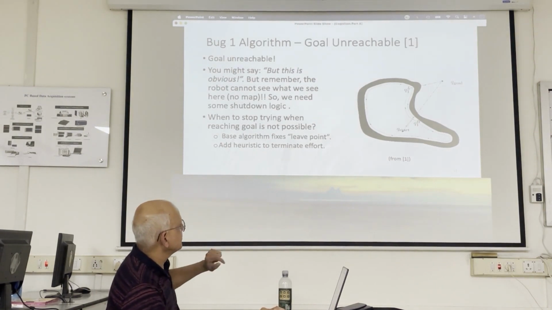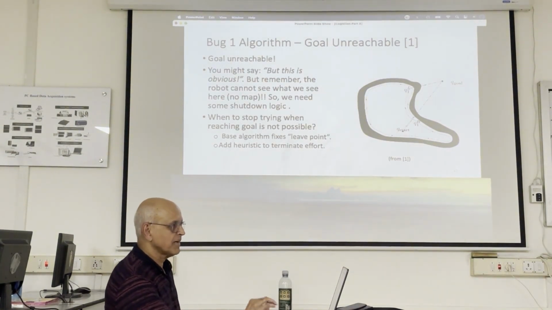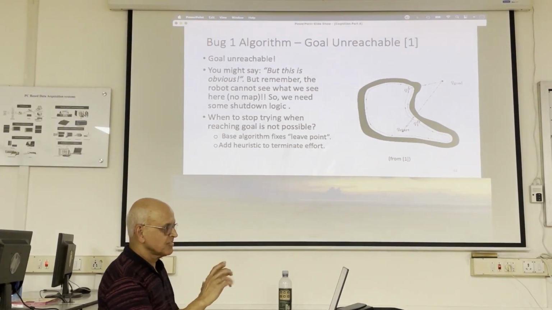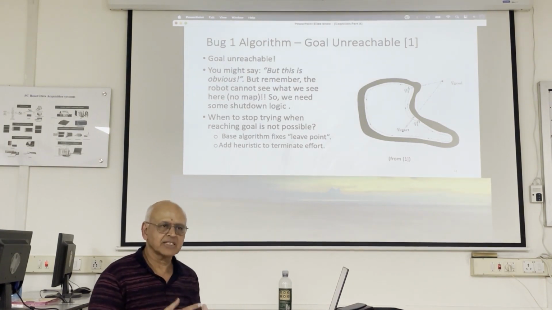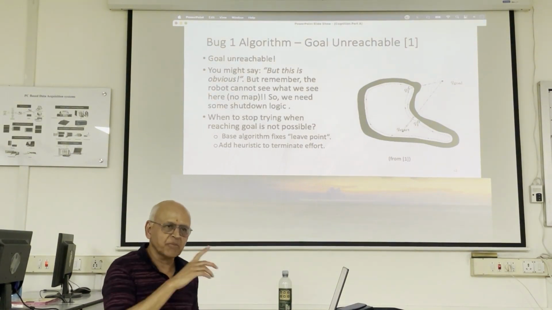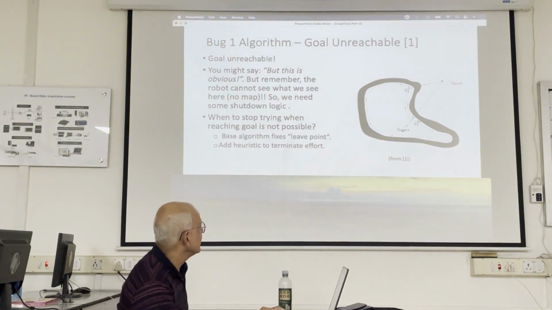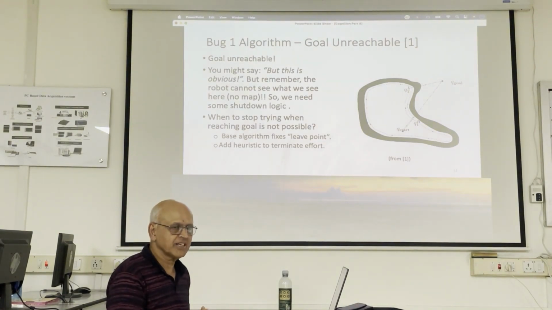So before we go to bug algorithm 2, here's a situation where the robot is trapped and cannot make it to the goal. So typically you have to have some part of the algorithm which is stop trying. So you need what they call heuristics. A heuristic is a common sense rule. So you need to add a heuristic in order to stop the robot from going around and around and around forever. Because what happens is, it starts from here, the first hit point, it decides to go left, and finds out that this is the best leave point, and then it can't go. So basically, you have to have a termination criterion at this point.